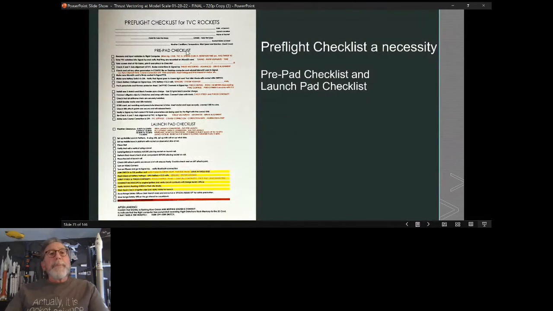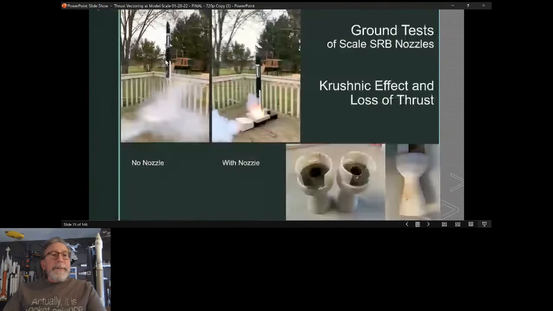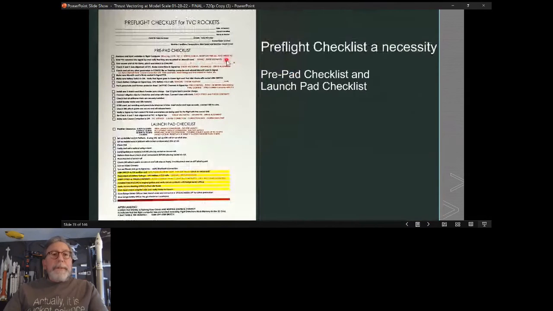So I developed this pre-pad checklist. In other words, this was all stuff that I did before I got to the field. And then things can happen in the car on the transport, so there's another check of things to do in the field. I knew this actually happened when I had lost continuity on the pyro, the parachute pyro. So from that point on, I double checked that and a lot of other things.